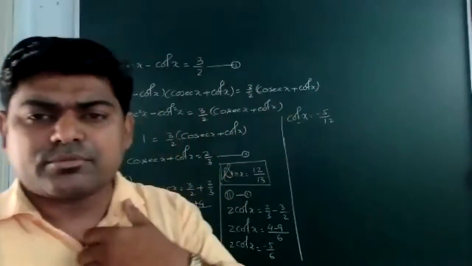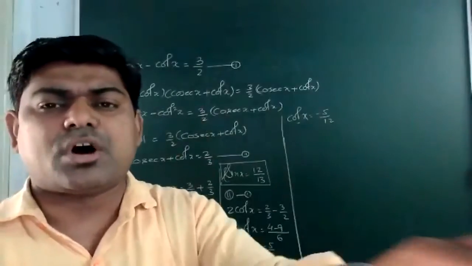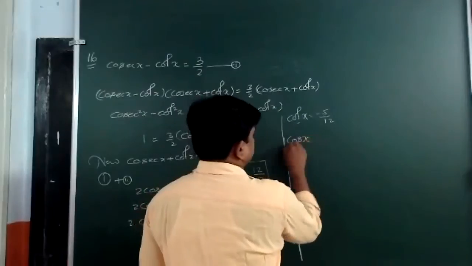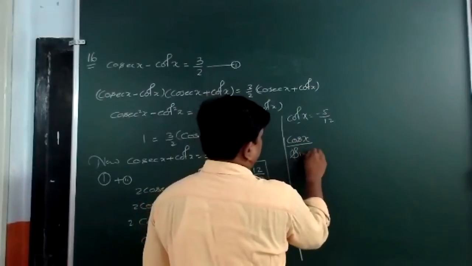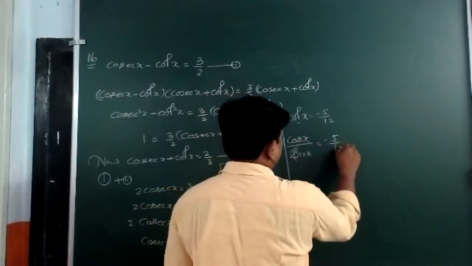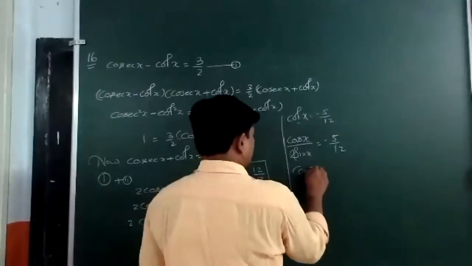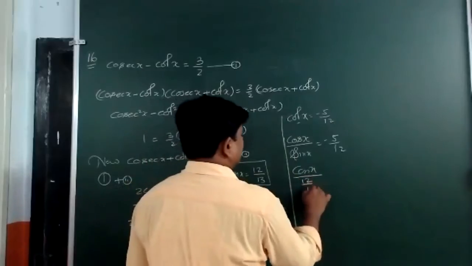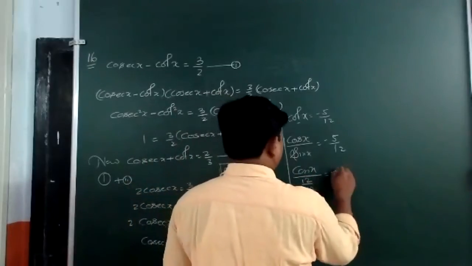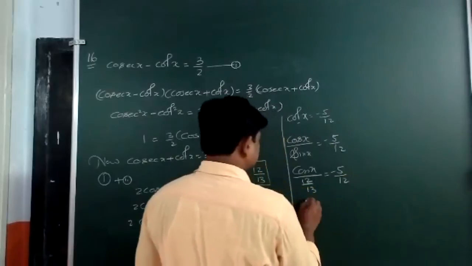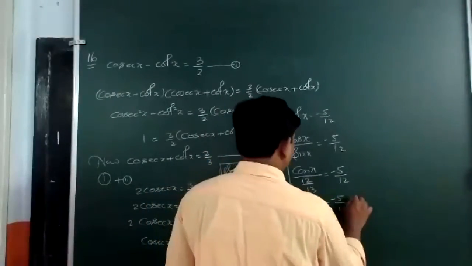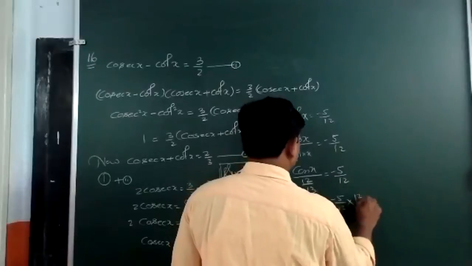And now still I have not got my result. I have to find the value of cos x here. What can I write here? Cos x upon sin x is equal to minus 5 by 12. It is cos x upon the value of sin x, which I have got as 12 by 13. It is equal to minus 5 by 12. Cos x can be written as minus 5 by 12 into 12 by 13.